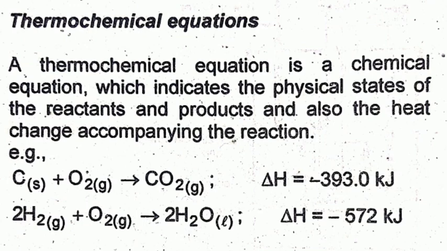Another example, 2H2 plus O2 gives 2H2O liquid. Here delta H is equal to minus 572 kilojoule. The negative sign indicates it is an exothermic process. During this process, 572 kilojoule energy is released. So these are thermochemical equations, chemical equations containing delta H value.